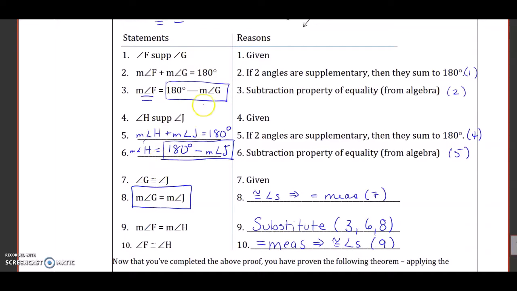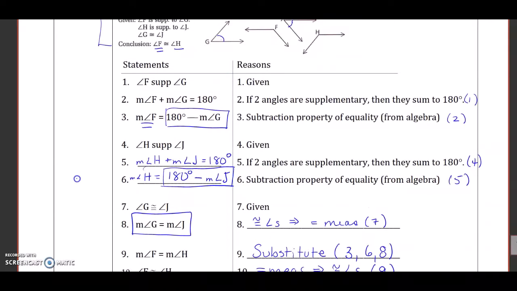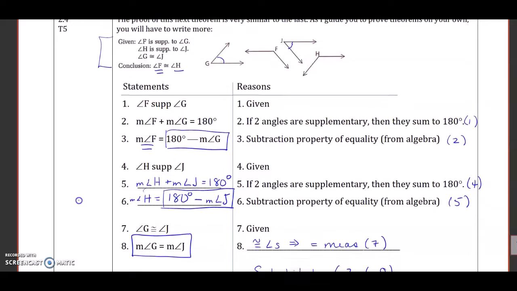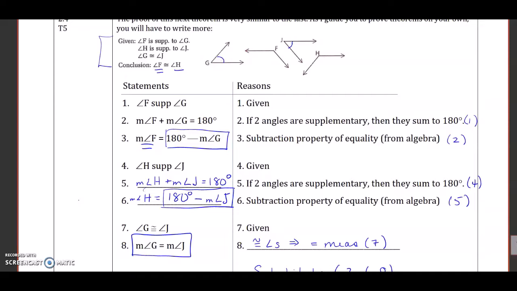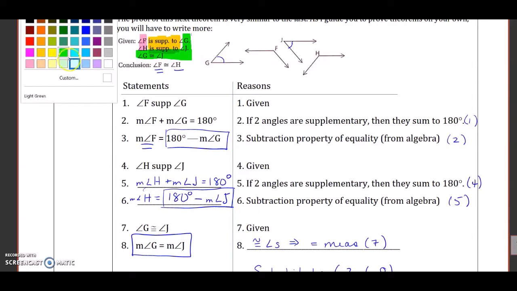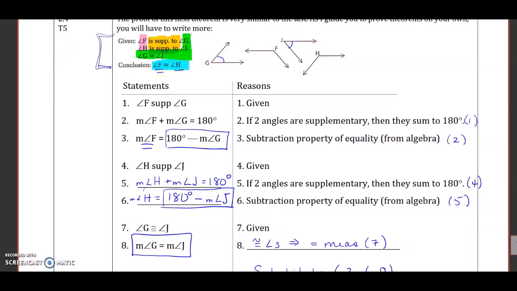And another reminder of that is you always avoid using measure in your homework. You almost never go to measure unless they give you measure in the given. So to go over this again, if angles are supplementary to congruent angles, then they are congruent.